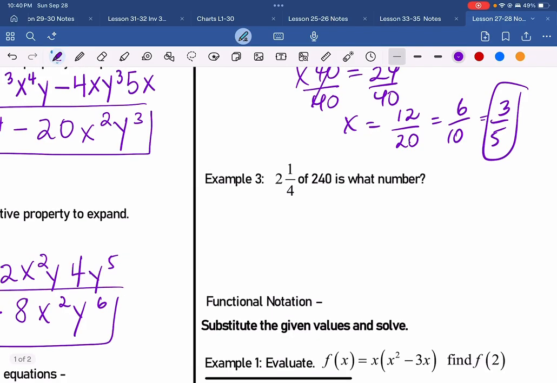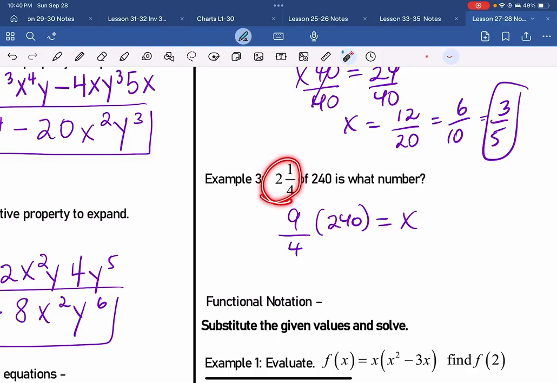Okay, 2 1/4 of 240 is what number? So I would go ahead and make this an improper. So 9/4 of means times is what number? So I just translated that. Turn that into improper. Multiply means of 240, so times 240 equals x. Once again, I can cross reduce, which is lovely. That becomes 60. So then I know that x is 540.